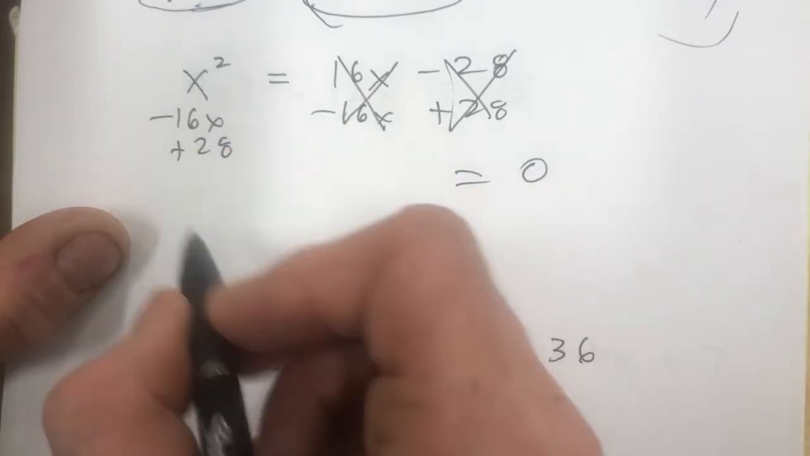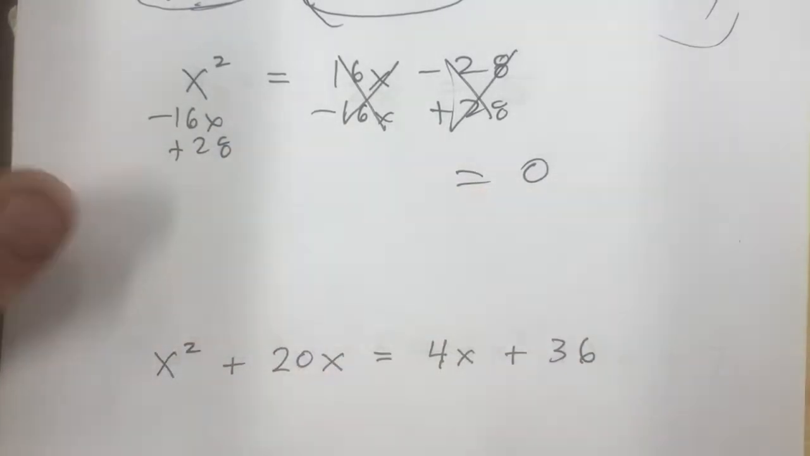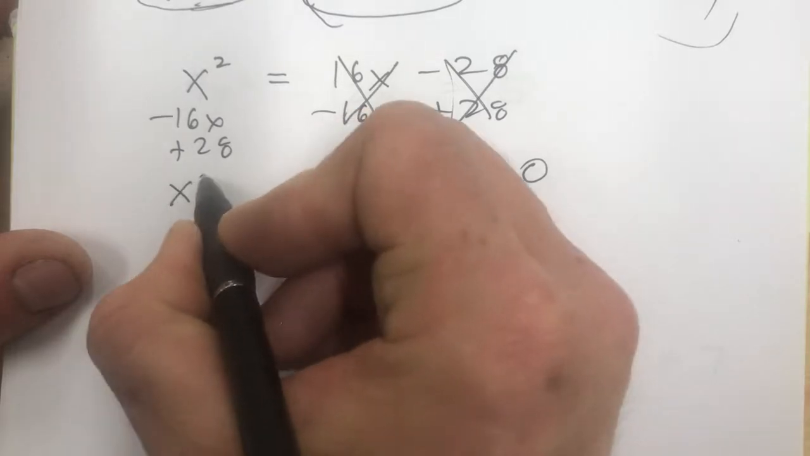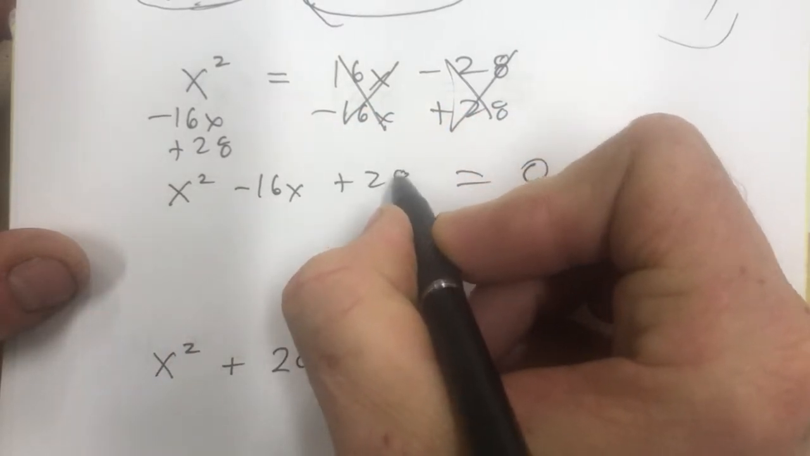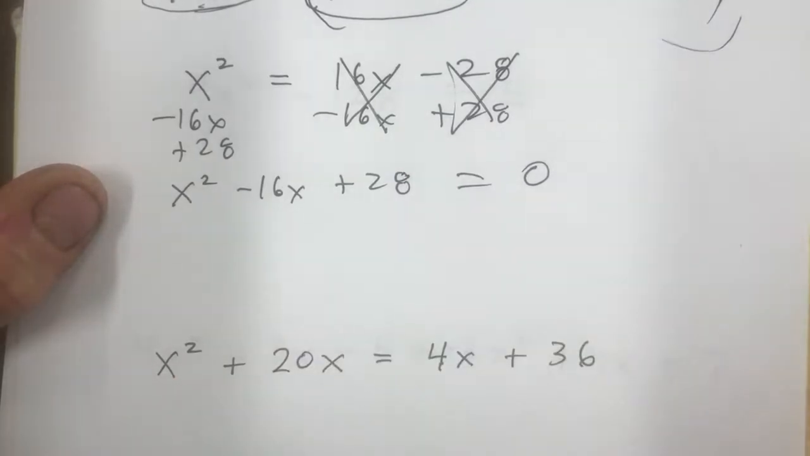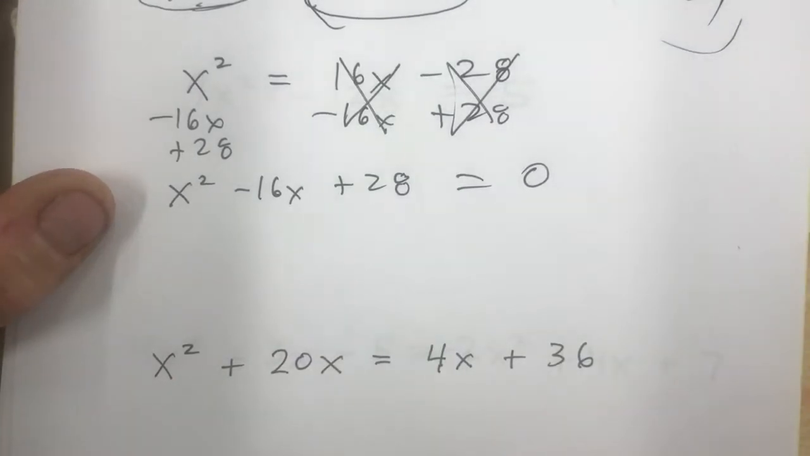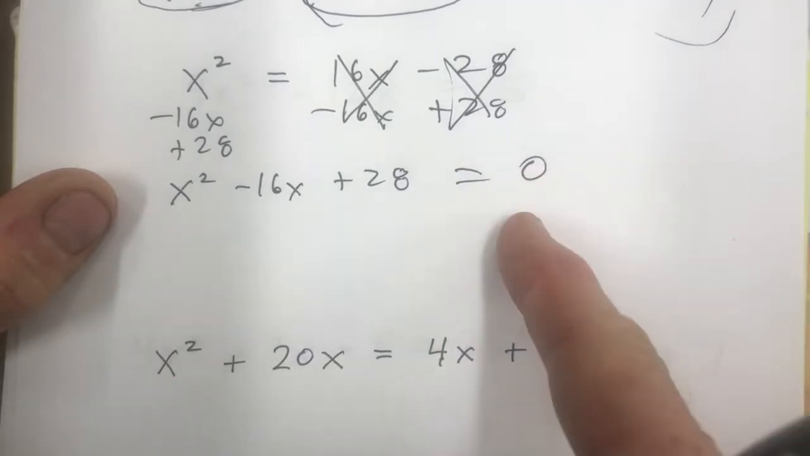Now over here, put my stuff in descending order. So x squared minus 16x and then plus 28 equals 0. And there you go. There's my trinomial equals 0. And you've got to do that every time. It's got to equal 0 every time.